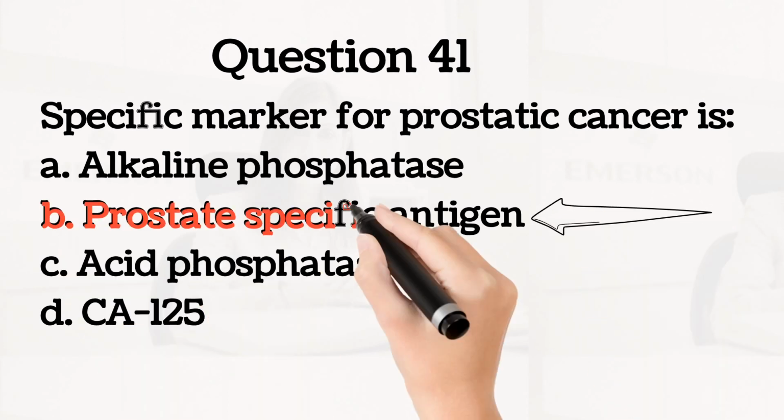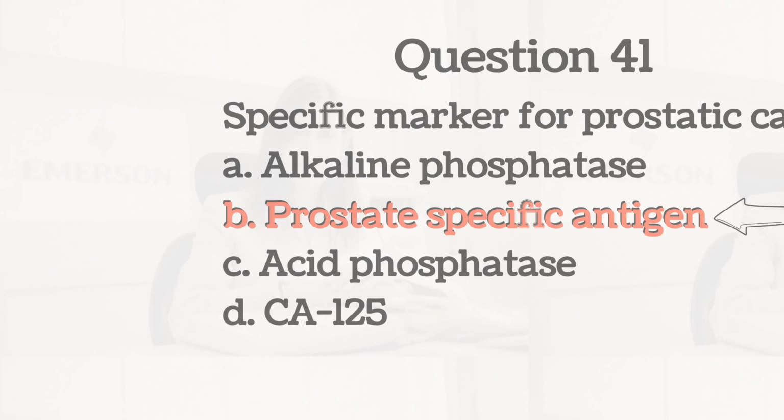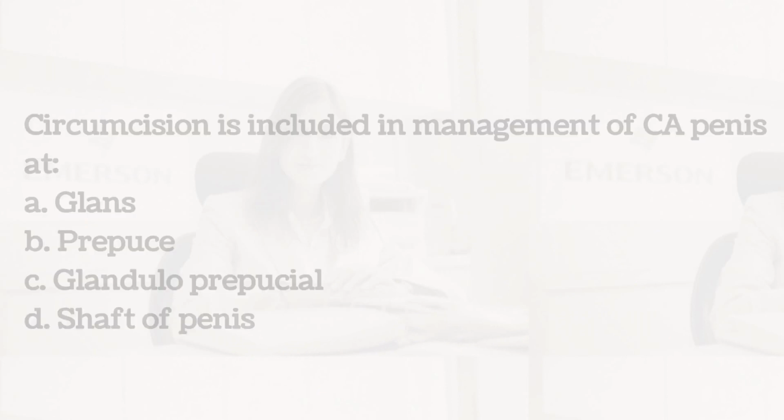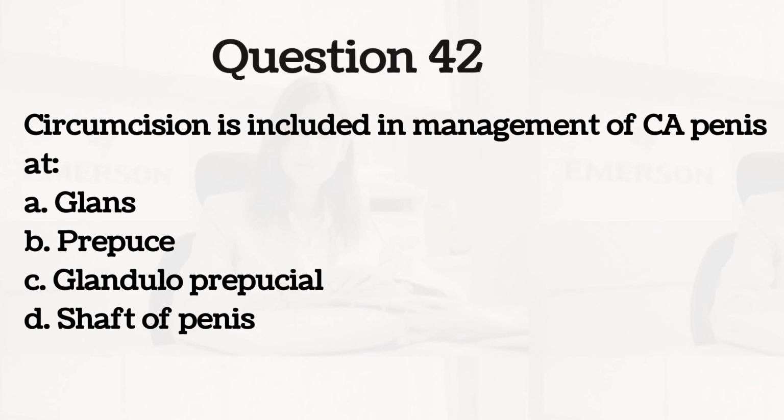Okay, we move to question 42. It's saying circumcision is included in the management of CA penis at A, glans, B, prepuce, C, frenulum, then D, shaft of penis. So here let's do some logic now.